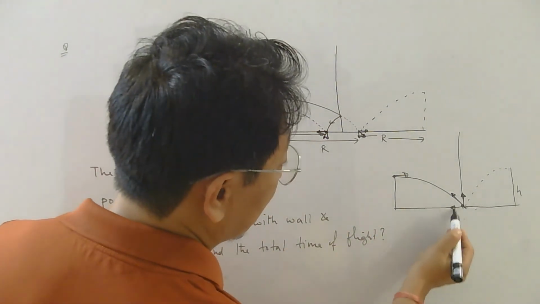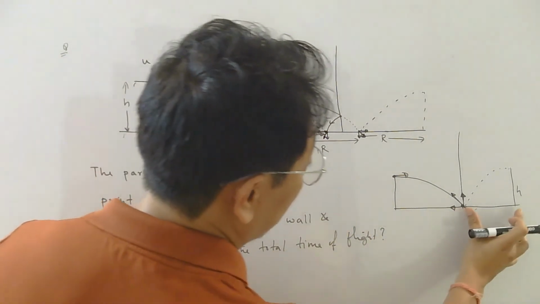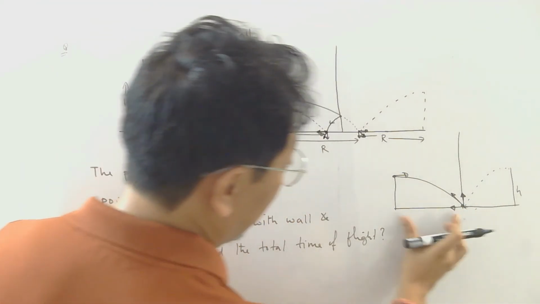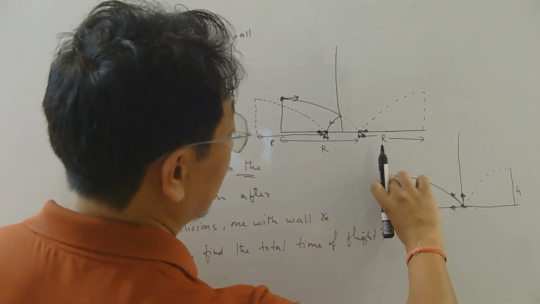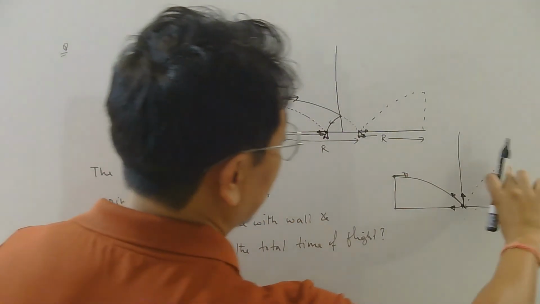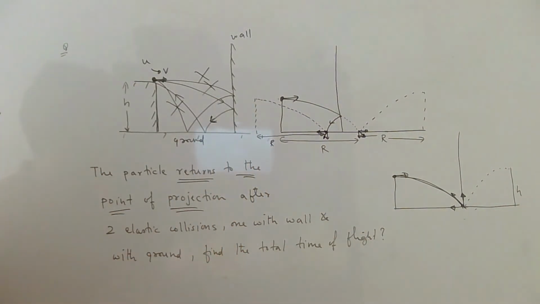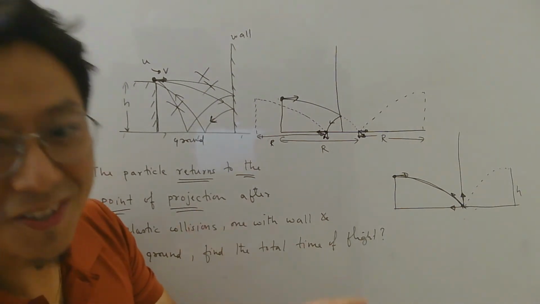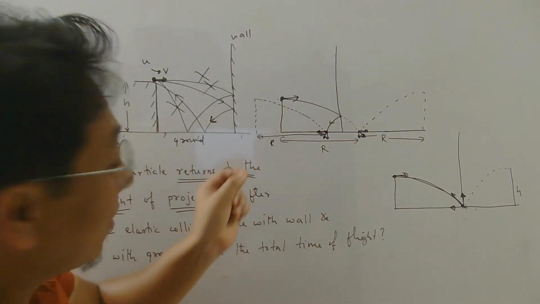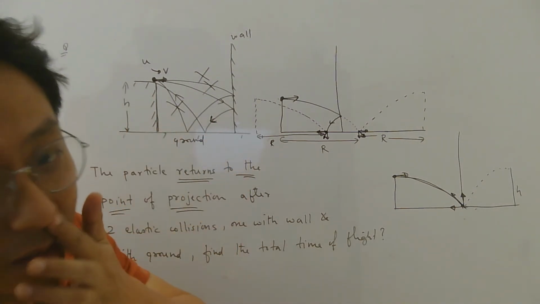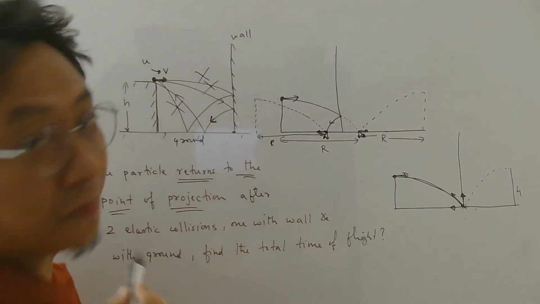Since the magnitudes are the same, the horizontal distance it was supposed to travel here will be the same as here, and the vertical distance will also be the same as here. Therefore it will reach the point of projection. They could have asked an interesting question by saying where it should collide for this to happen. It should collide at the corner.